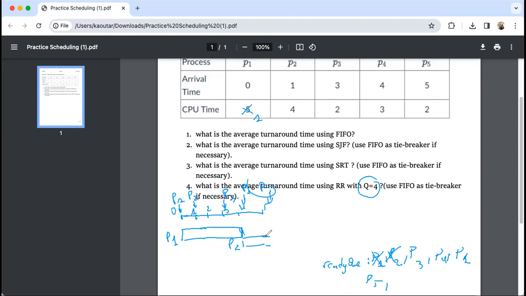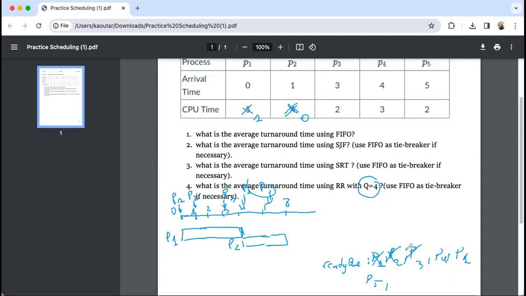Okay. So P2 will run from 4 to 8, right? And then the burst time is already now 0. P2 has already completed its total CPU time, so it does not go back to the tail of the queue. That's it. P2 is terminated.